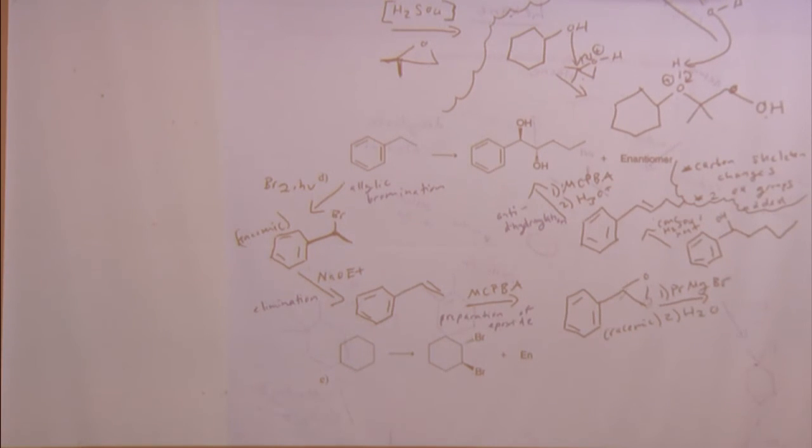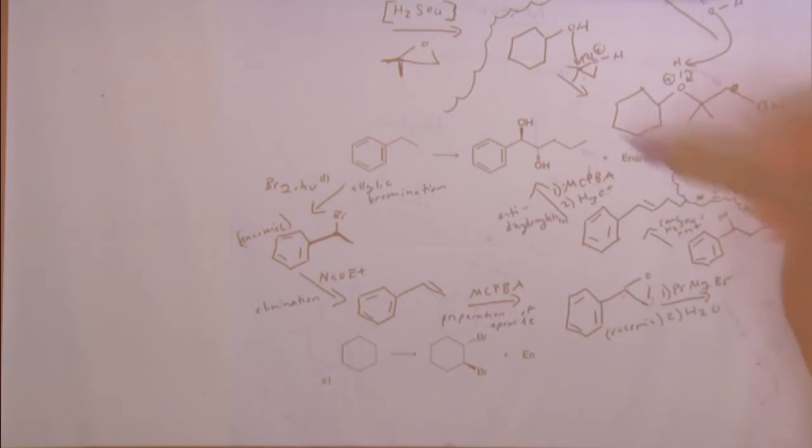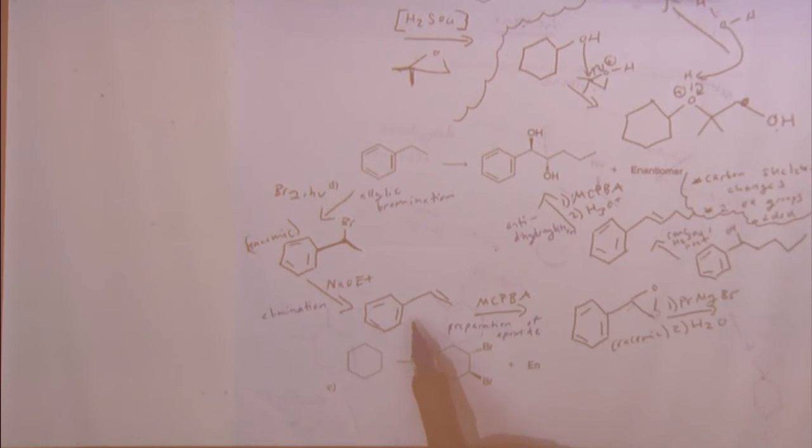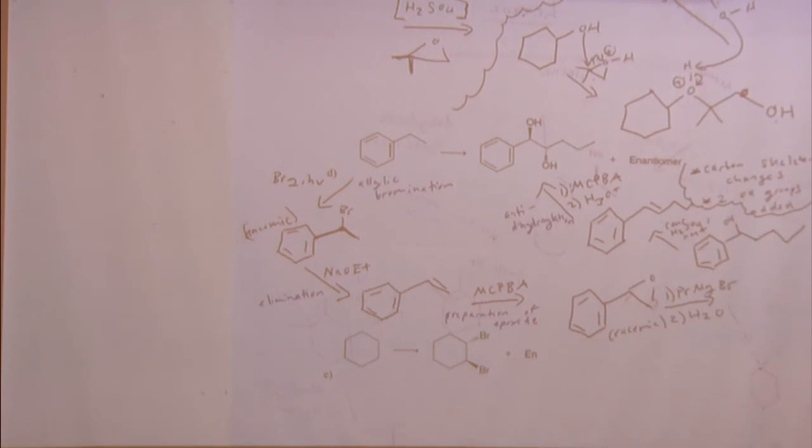Now, the reason why we couldn't just skip to adding the two OH groups back when we were over here is because we wouldn't have added that change in the carbon skeleton. So that's why we had to go through forming the epoxide to add the Grignard reagent and elongate the carbon skeleton.